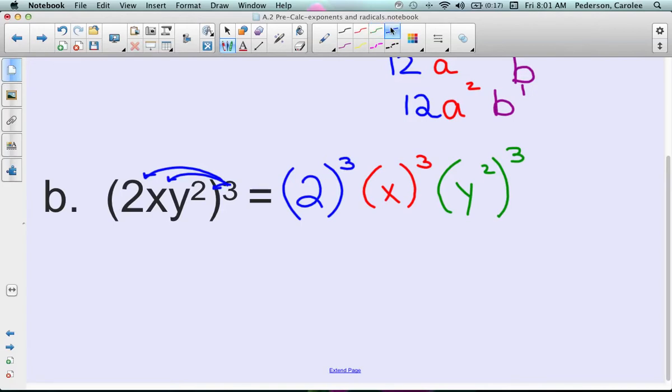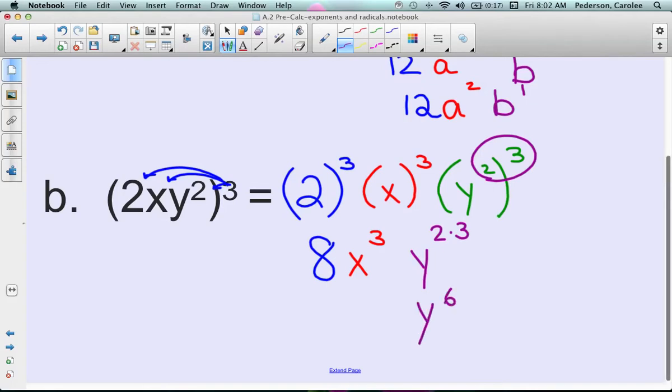So in the blue term, we have 2 times 2 times 2, which is 8. And then in the red, we have x times x times x, which is x to the third. The last one, y squared raised to the third power. If you remember, that is a power to a power rule. It is y squared times 3. We multiply those together. So we get y to the 6th. And then the last two terms are still the same that were in front.